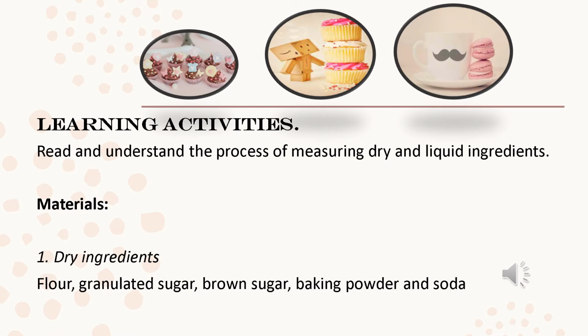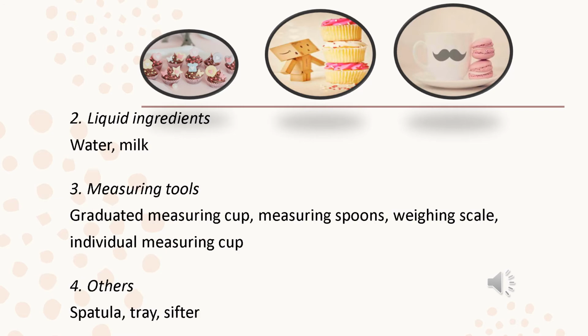Learning activities. Read and understand the process of measuring dry and liquid ingredients. Materials. Number 1, dry ingredients. It includes flour, granulated sugar, brown sugar, baking powder, and soda. Liquid ingredients includes water, milk.